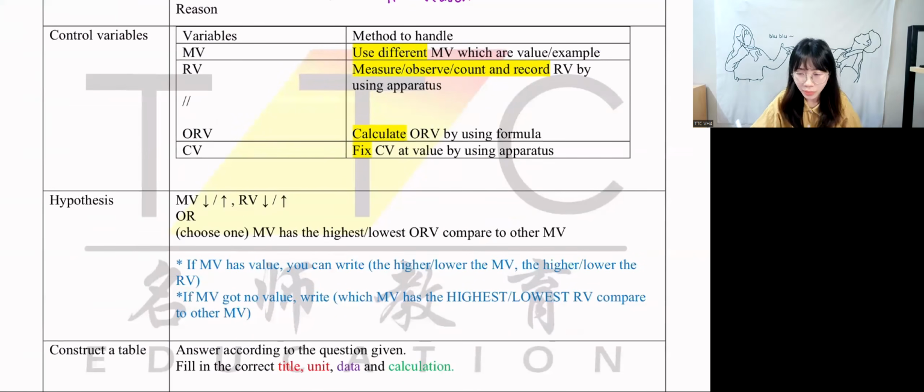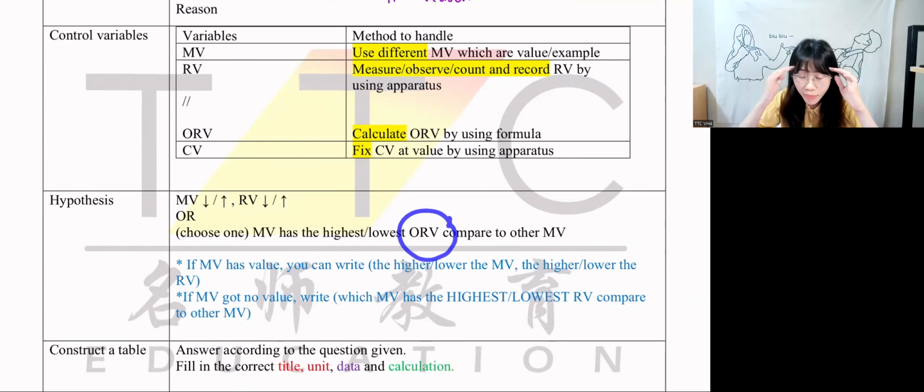Next, hypothesis. Hypothesis is what you learn in primary school. The higher the MV, the lower or the higher the RV. But right now, since the example, the question is type of food, your type of food has the higher the type of food, doesn't make sense, right? If your MV has no value, then we choose which MV has the highest energy value. Maybe you take groundnut or peanut. Peanut has the highest energy value compared to dry bread, compared to groundnut. So you have to write compared to who. You want to write increase in the highest temperature, or you can say energy value.